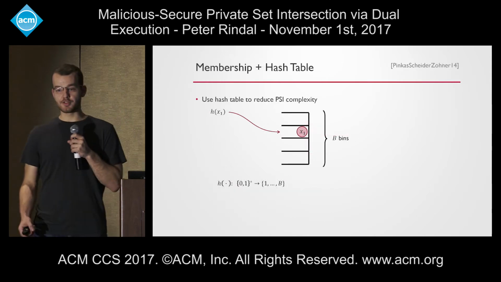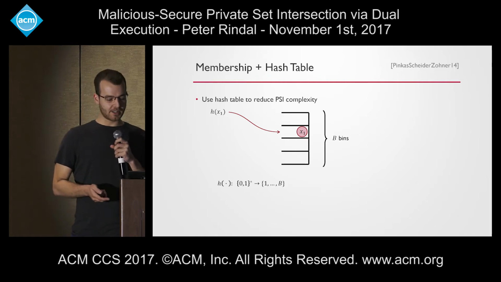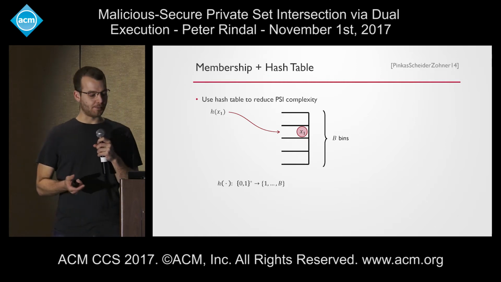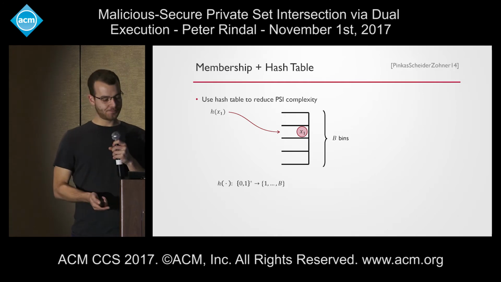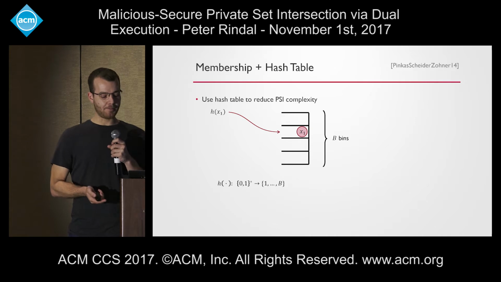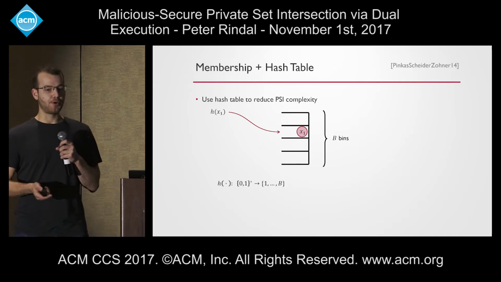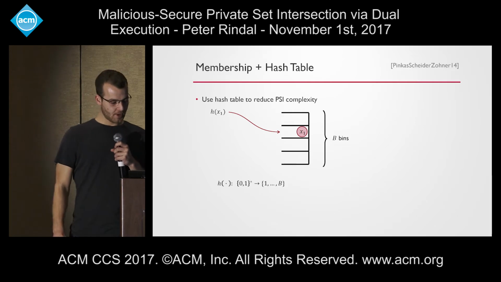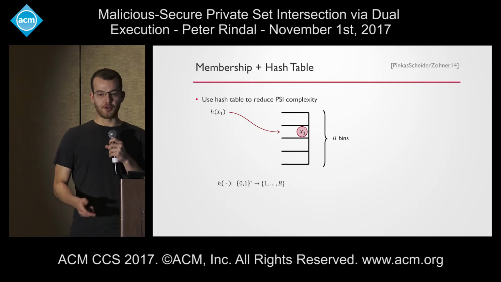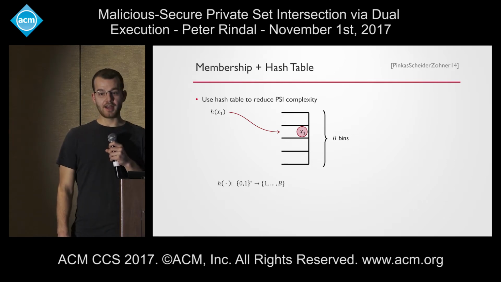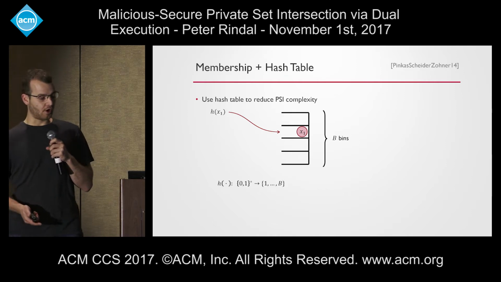Pinkas, Schneider, and Zohner in 2014 showed how you can reduce this quadratic overhead using a hash table technique. So here we sample a random hash function h, which maps items into bins. And so if we have b bins, then this hash function will take an arbitrary string as input and output one of the indices of the bins in a random manner. And so we can repeat this many times, just filling up this hash table. And now the receiver can do the same operation for their set of all the y's.